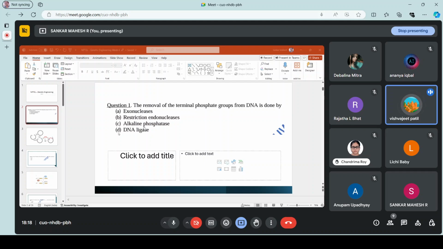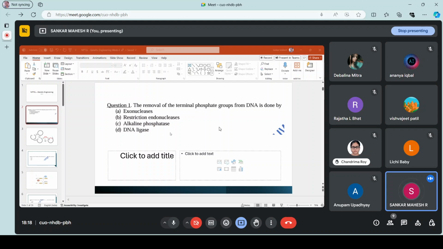Exonuclease, what does it do? It cuts DNA from the end. What are the ends of a DNA? 3 prime and 5 prime. Okay, yeah, you're right. You have chosen that options A and B are incorrect.